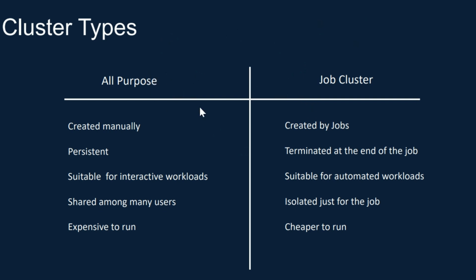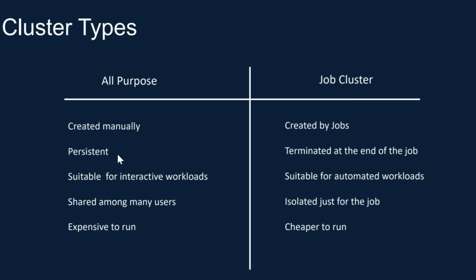The first one is the all-purpose cluster, which is created manually. How is it created? It is created manually via the graphical user interface, the CLI, or the API. Whereas job clusters are created when the job is going to start and execute, and the job has been configured to use a job cluster.